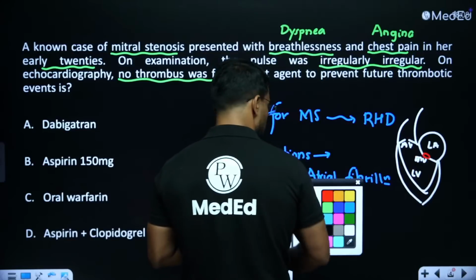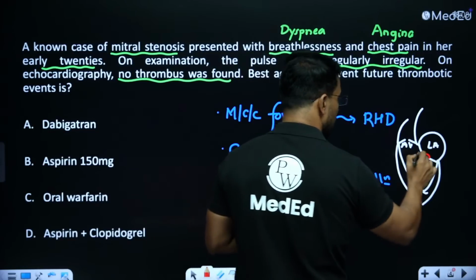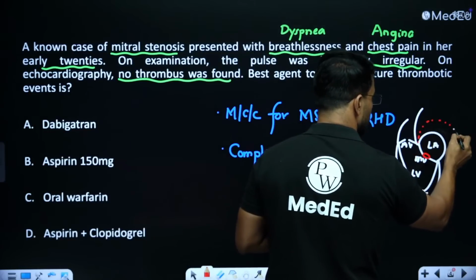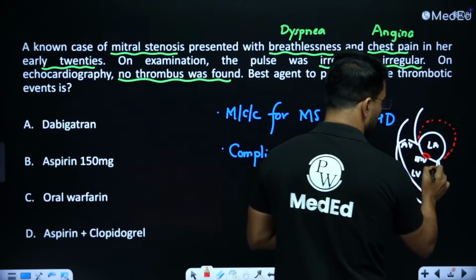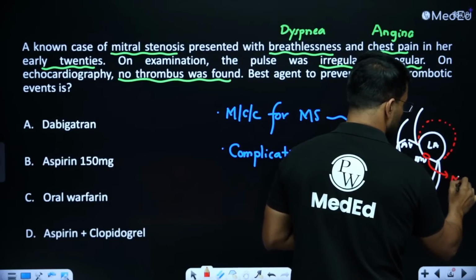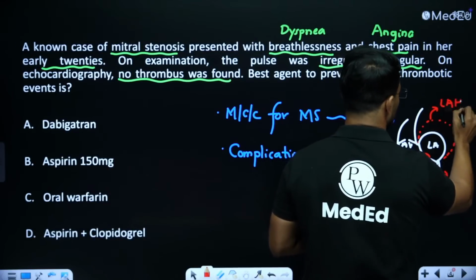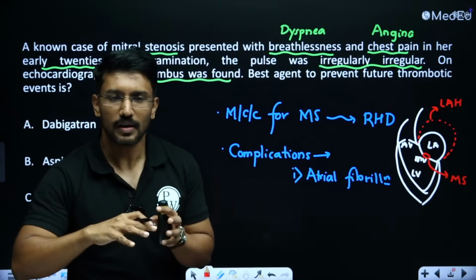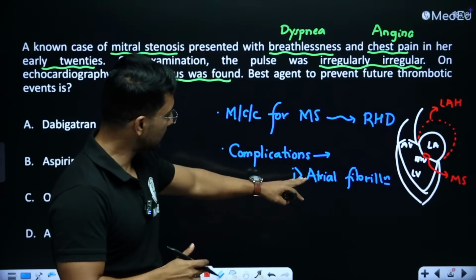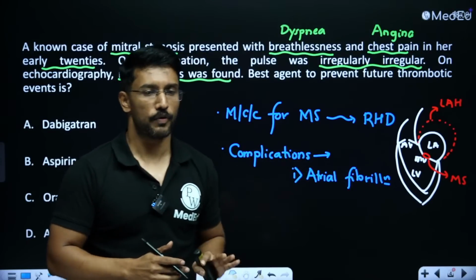And to compensate for that pressure buildup, the left atrium dilates. So if there is mitral stenosis, then there will be left atrial hypertrophy. And whenever we distort the architecture of the left atrium, it increases the risk of developing atrial fibrillation.